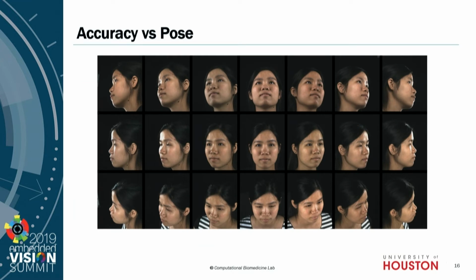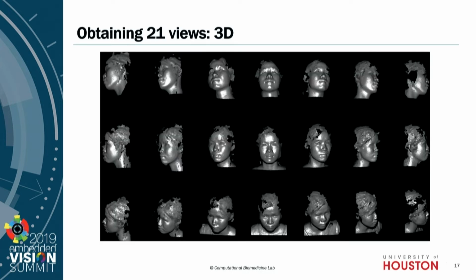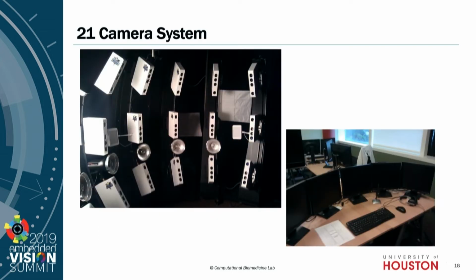This is actually a system that we have developed at the University of Houston, and from a single individual, we can obtain 21 images at the same time. And not only the 2D images, but also the 3D images. And we did the 3D because we wanted to have a ground truth about the 3D position of the head at that specific time. So you can see a version of this system. Basically, it has 21 3D cameras, and the subject sits in the middle. And you can be imaged with this system.